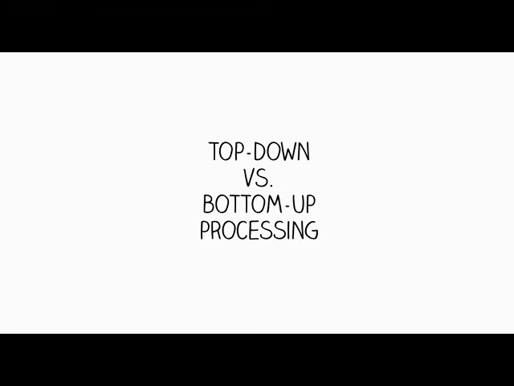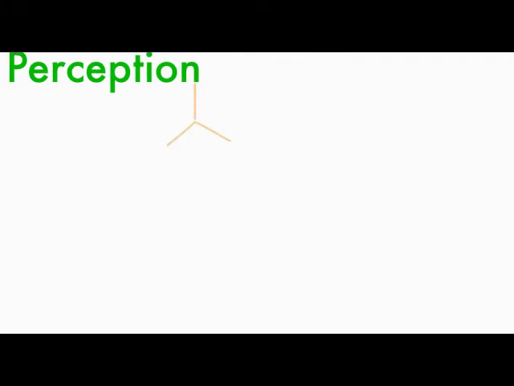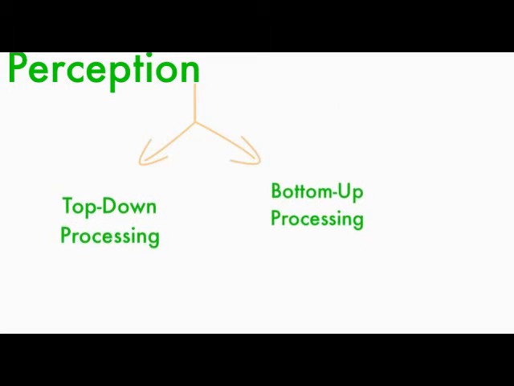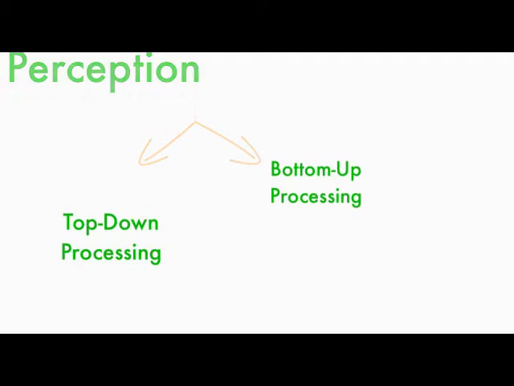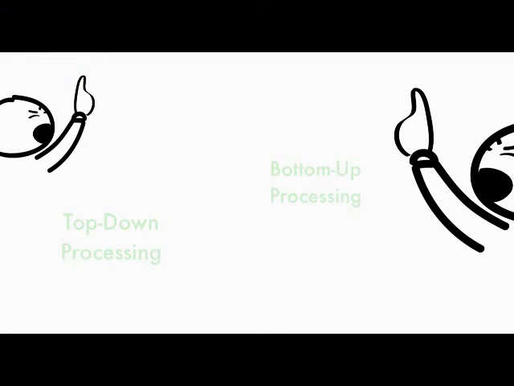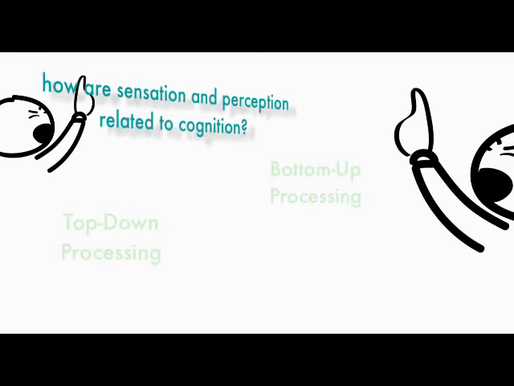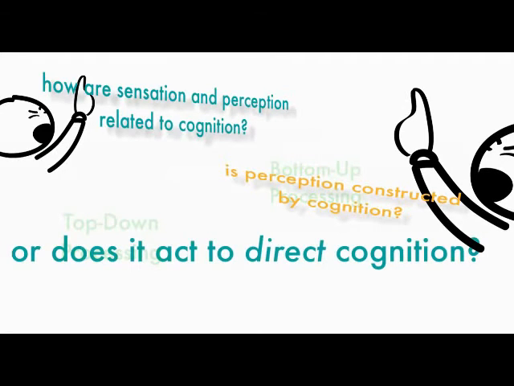Top-down and bottom-up processing. When you're talking about perception, top-down and bottom-up processing is a topic continuously debated by psychologists for a long time. How are sensation and perception related to cognition? Is perception constructed by cognition, or apt to direct cognition? These are the questions that lead us to these different approaches.